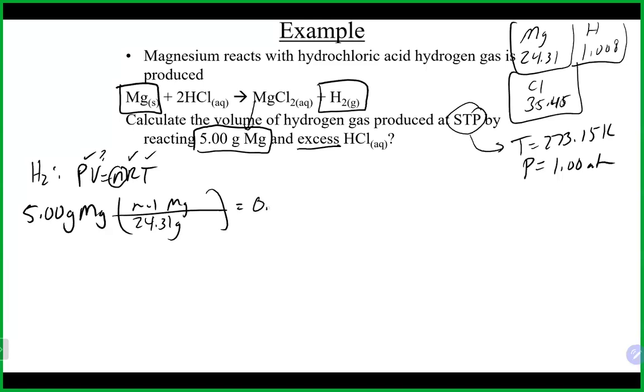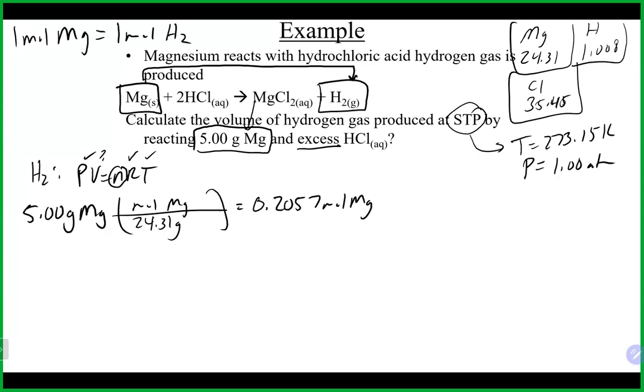We'll call it 0.2057 moles of magnesium. Again, we're not interested in magnesium. We want hydrogen, so that is the stoichiometry part that allows us to go from there to there. In this case, it's a straightforward one. 1 mole magnesium gives us 1 mole of hydrogen. So it is a 1-to-1 relationship, and that is what we could do here.